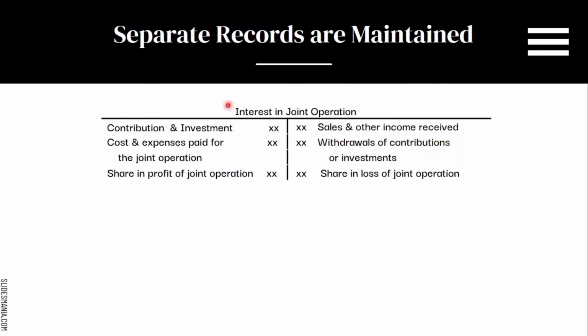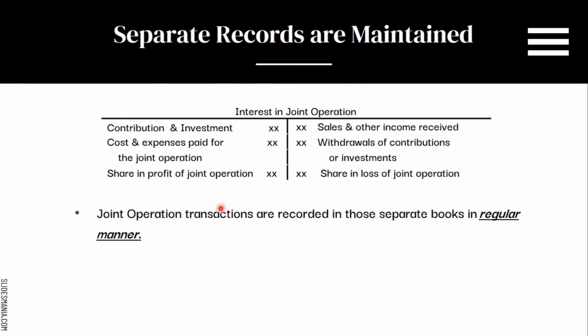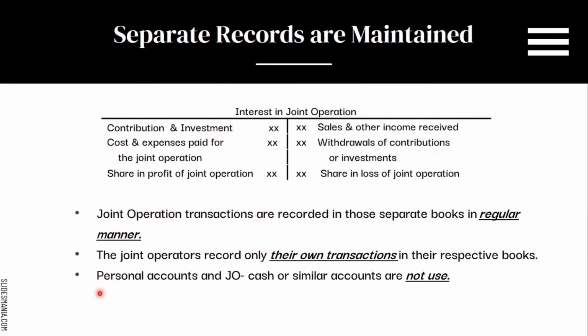So, sa separate records or maintain, joint operation transactions are recorded in those separate books in a regular manner. Ibig sabihin lang yan, para na siyang ordinary business. Hindi ka nagagamit dyan ng mga personal accounts. Ito sabi, personal accounts and JO Cash or similar accounts are not used. Okay? Kasi regular manner na. Like an ordinary business, guys.